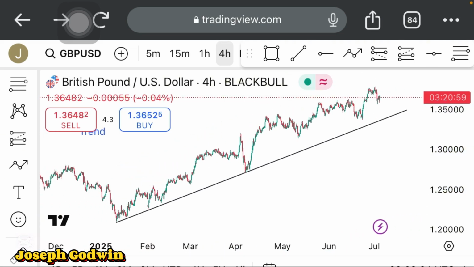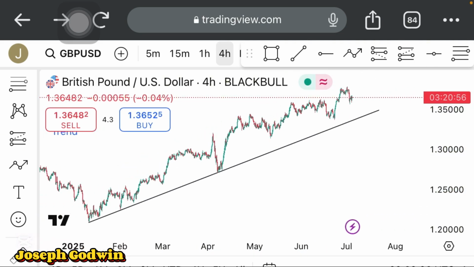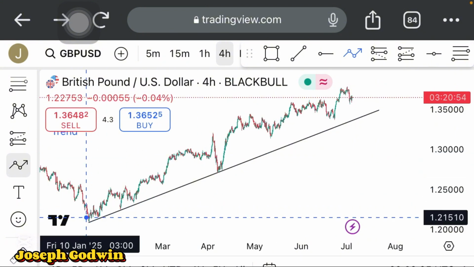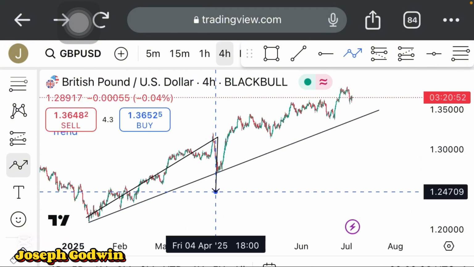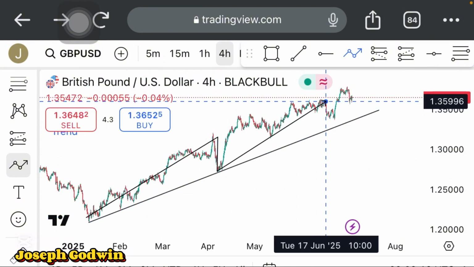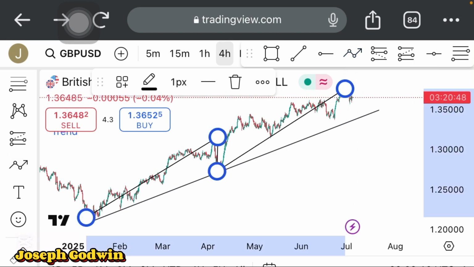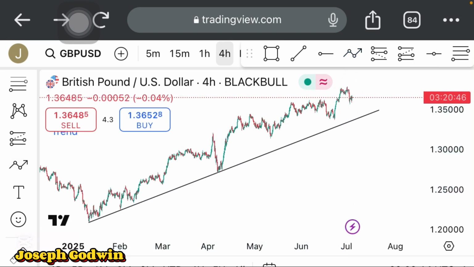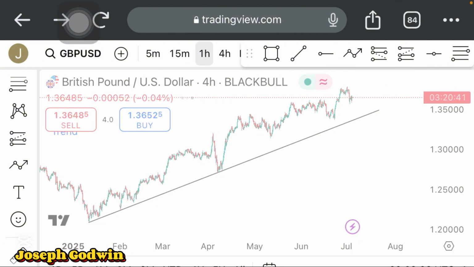So this is my trend line. Judging from this trend line, we are in an uptrend too, like what I said earlier. You understand? But then you'll be looking for more buys. So let's go to the 1 hour time frame.